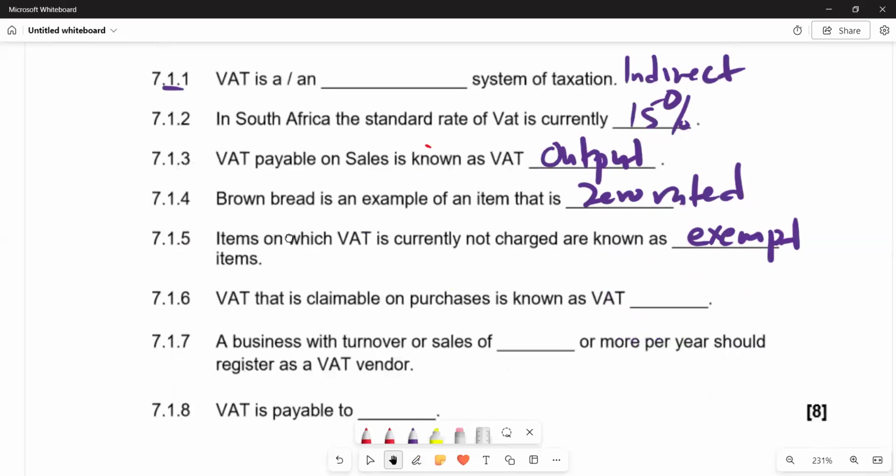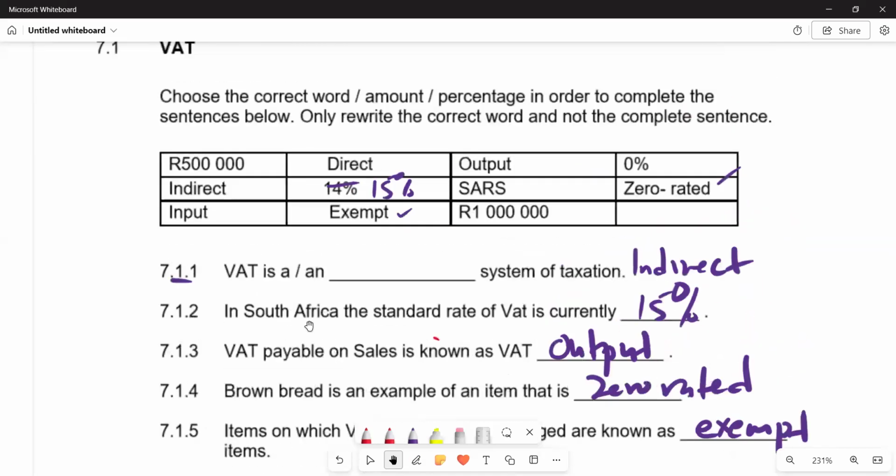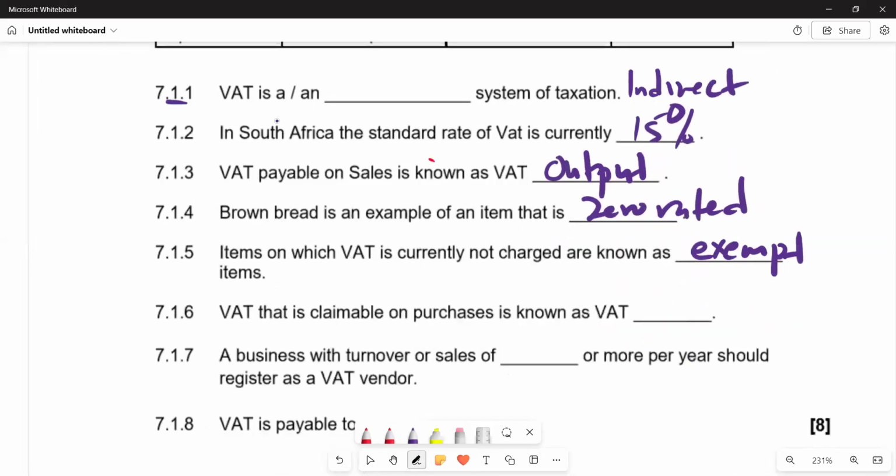Then we go to the next one, 7.1.6. VAT that is claimable on purchases is known as, this is the same as we are trying to explain there. This now becomes VAT input. So here we're just indicating input. We can take it from the point of view when we look at the movement of money. When purchasing, money is moving out of the business, so it becomes input. On sales, we will be receiving money, so it becomes output.